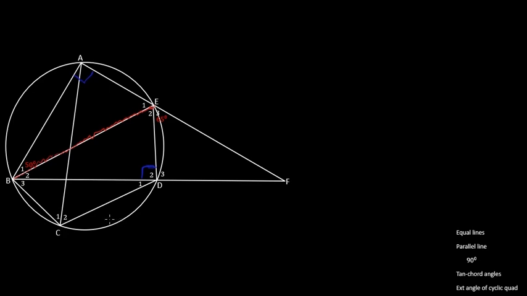Are there any tan chord angles? No. Any exterior angles of cyclic quad? Yes. E3 is an exterior angle of cyclic quad ACDE. So E3 equals C2. Again, E3 is an exterior angle of cyclic quad ABDE. And angle E3 equals angle B2 and 1.